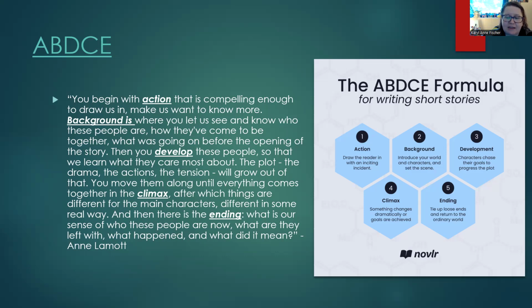And then we get to the ending where our loose ends are wrapped up. Who are these people now as a result of everything that happened? What did it all mean to them? How do they return to the ordinary world after the events of the story have ended? Where do you take them?